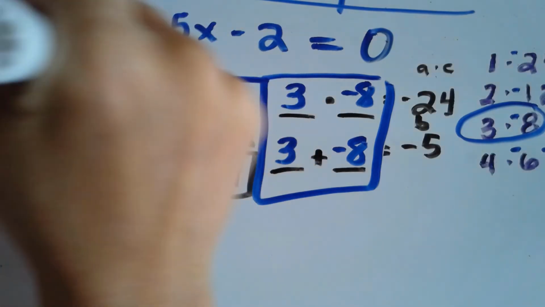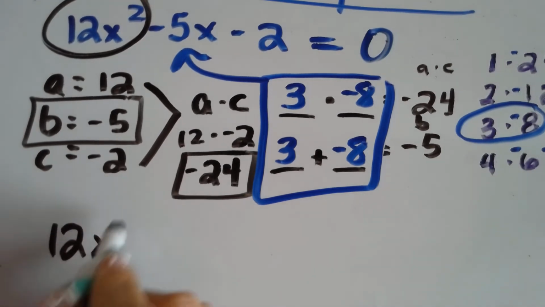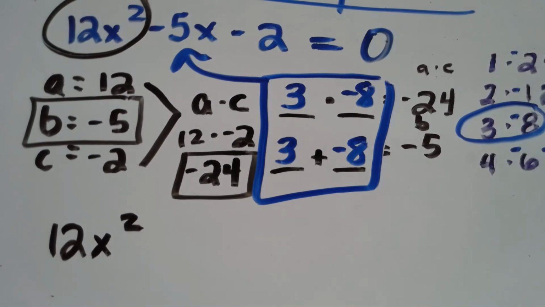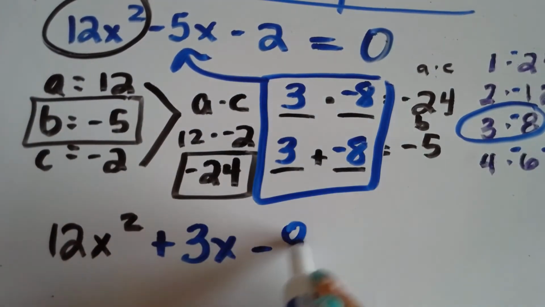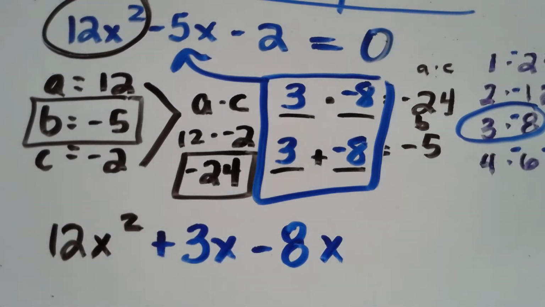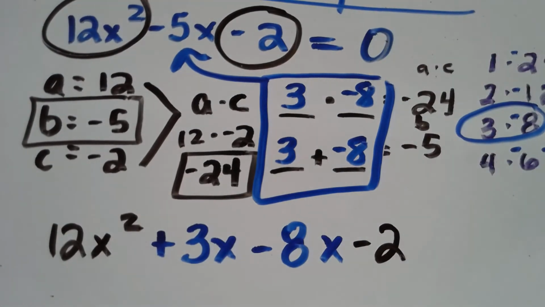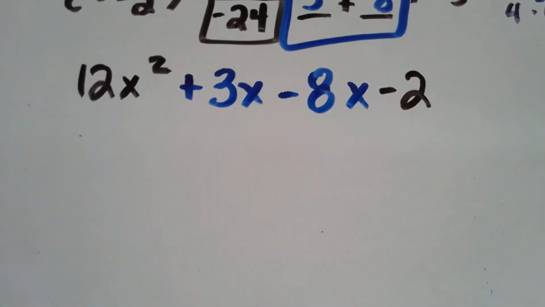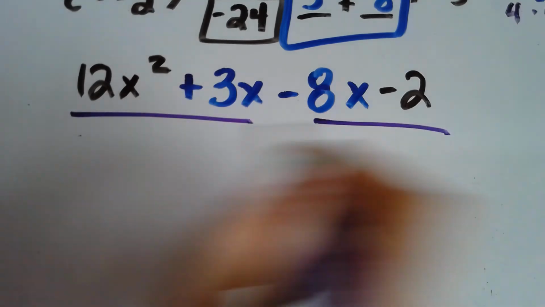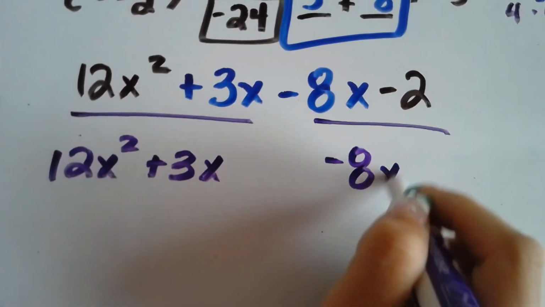So we're going to keep our A. So we're going to say 12x squared, okay? Now we're going to come down here and we're going to have plus 3x minus 8x, and then we're going to go ahead and keep our C, which is negative 2. So now we are getting into grouping, and we're going to split these into two pieces. So we're going to say 12x squared plus 3x and negative 8x minus 2.